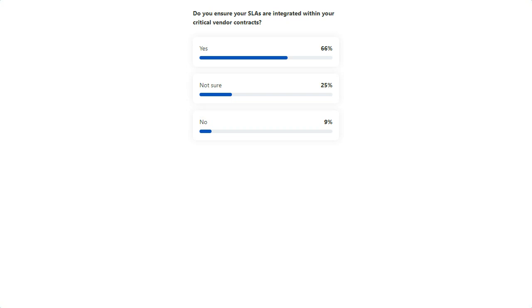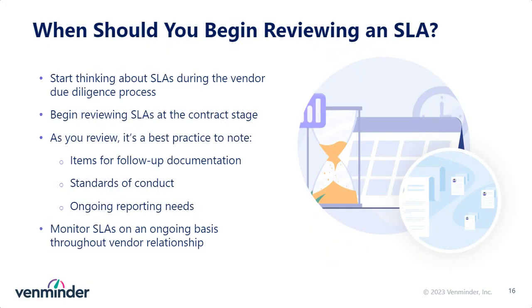Okay, Kelly, let's continue with the presentation. So we just talked about what should be included in the SLAs and getting them documented in the contract, but when should you begin reviewing the SLAs? To start with, as I mentioned earlier, you really should begin thinking about the SLAs during the due diligence process. When you are gathering the specific details about the product or service and the vendor and collaborating with your team, during that time, you're uncovering what your expectations are of this new vendor.